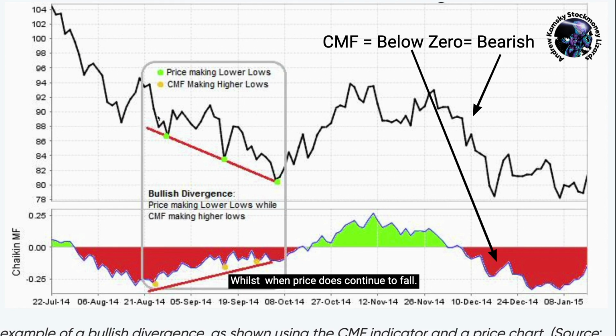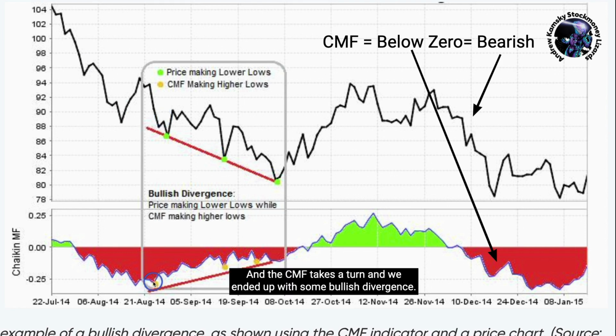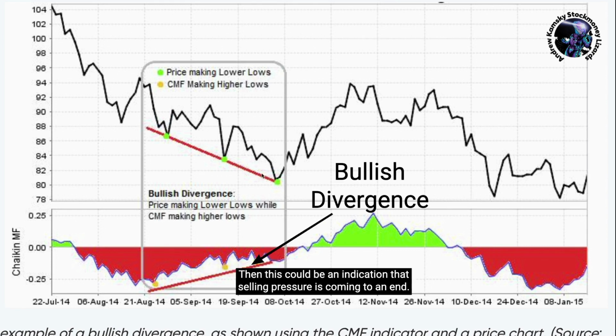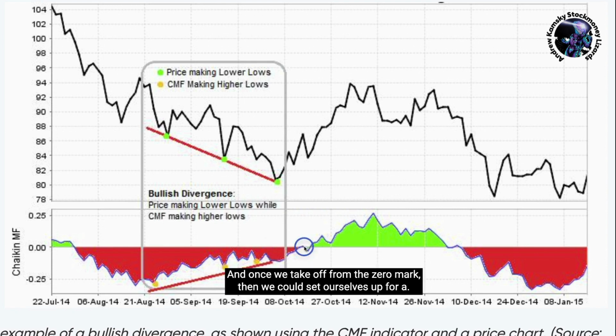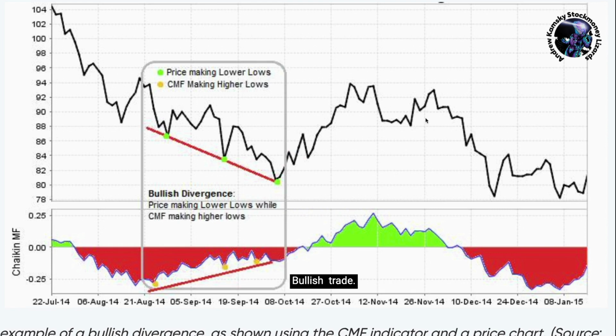Whilst when price does continue to fall, and the CMF takes a turn and we end up with some bullish divergence, then this could be an indication that selling pressure is coming to an end. CMF is marking us close to the 0 mark. And once we take off from the 0 mark, then we could set ourselves up for a nice bullish trade.